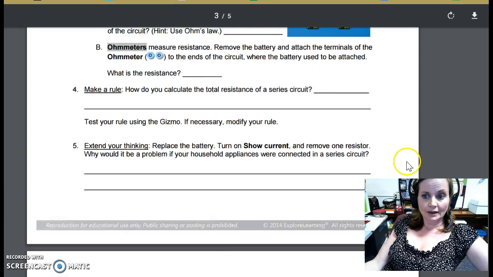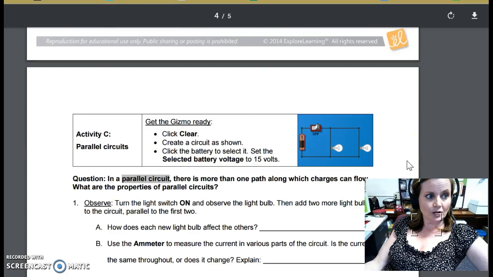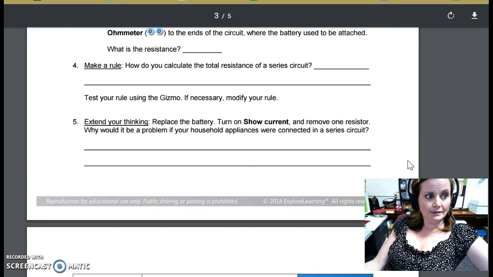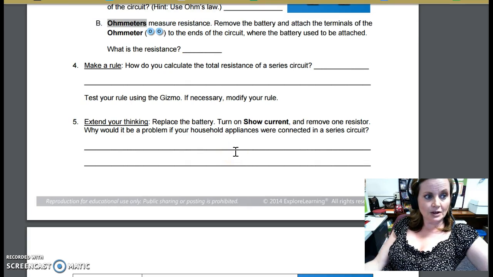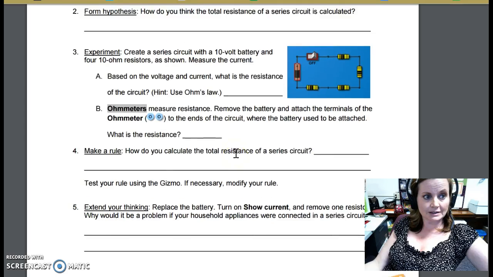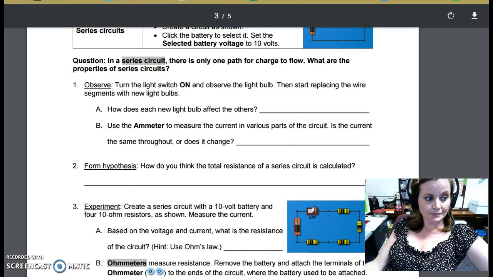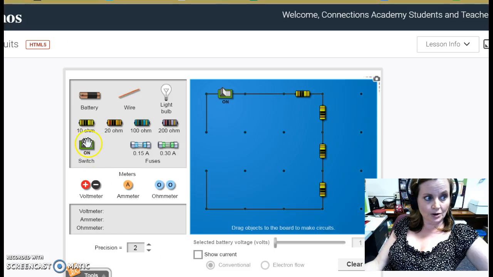It helps to have a nice version of Ohm's law. Okay? And then extend your thinking. Replace the battery, turn on show current, and remove 1 resistor. Why would it be a problem if your household appliances were connected in a series circuit? So you're going to go back here, put the battery back in place, turn it on, show current, and let's remove 1 of these guys.